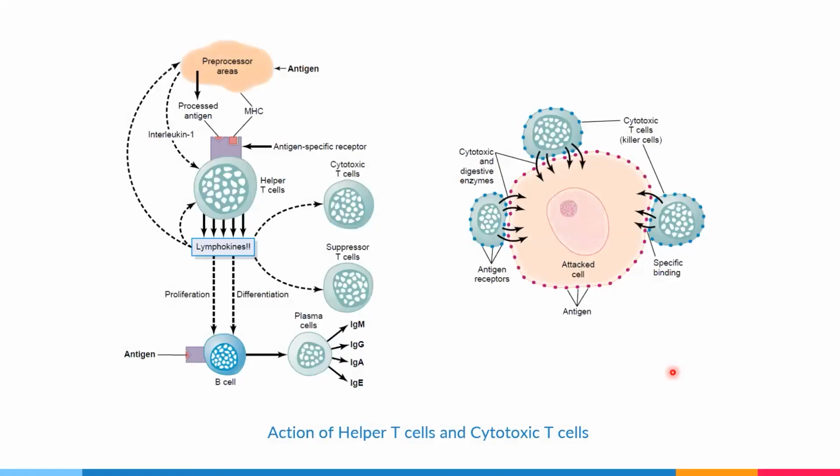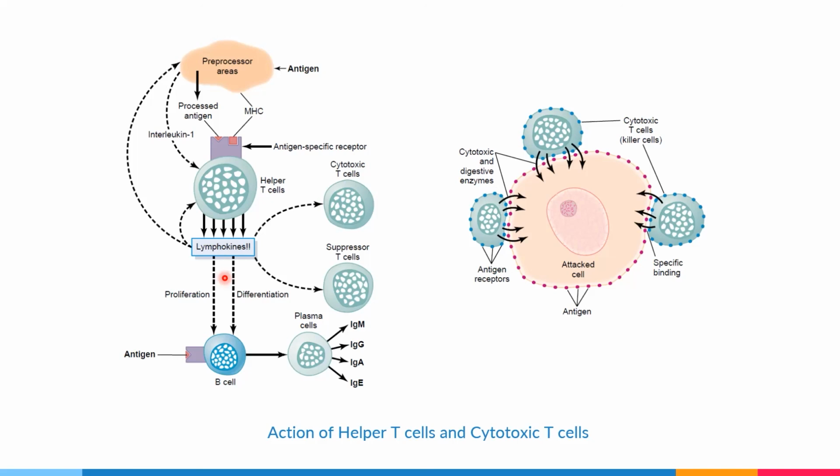So this is a diagrammatic representation of how the helper T cells and the cytotoxic T cells act. So first we look into the helper T cells. The first thing that happens is that there is a preprocessor unit, which can be macrophages or dendritic cells, which actually bind to the antigen and process it. And the processed antigen is presented to the helper T cells with the help of MHC proteins. The helper T cells, which are specific to the particular antigen, bind to the processed antigen and produce lymphokines. And these lymphokines are the major path via which the helper T cells help modulate the immune system.